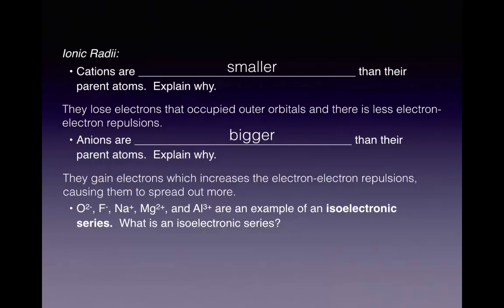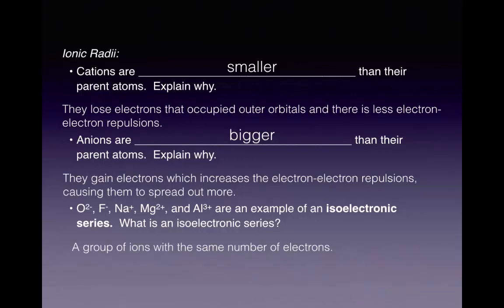I want you to pause the video and look at this, and decide what an isoelectronic series is, if what I've provided you right here is an isoelectronic series. So pause the video and think about it. Look at the number of subatomic particles that each of those has and try and figure it out. An isoelectronic series is a group of ions that have the same number of electrons. So as you can notice, all of these have a total of 10 electrons.